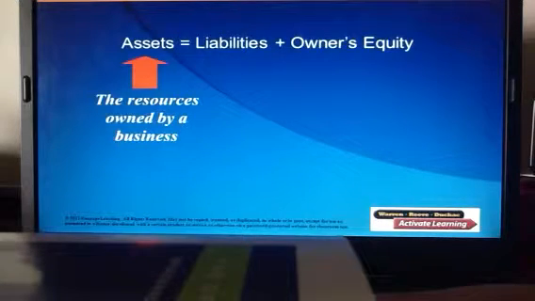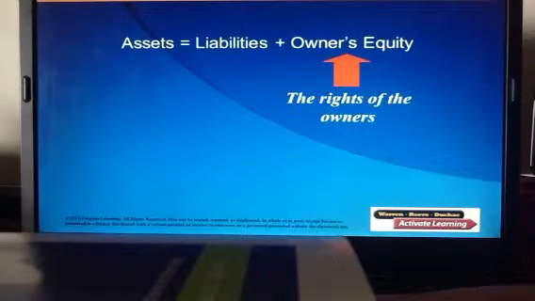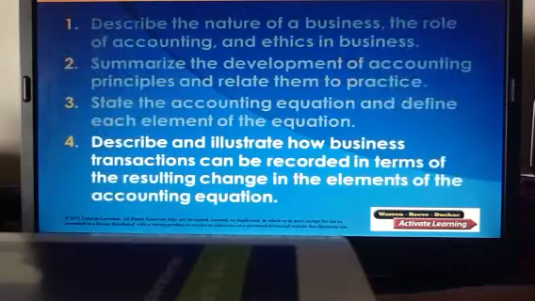So again, the assets are the resources owned by the business. They're on the left-hand side of the equation. The liabilities are the rights of the creditors, and they represent the debt of the business. And then the rights of the owners is called owner's equity.